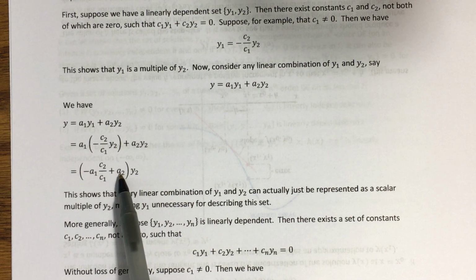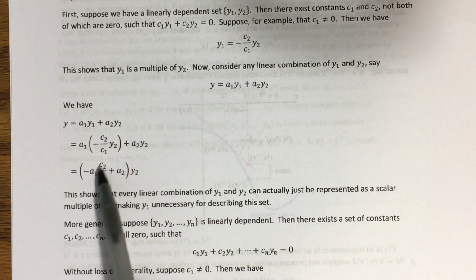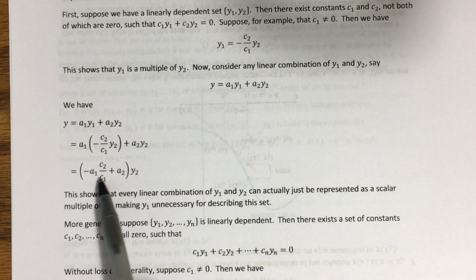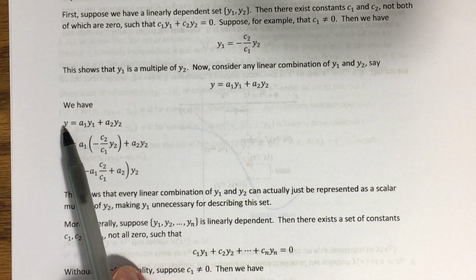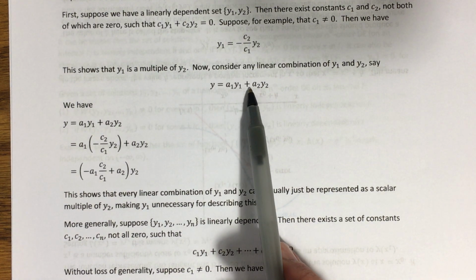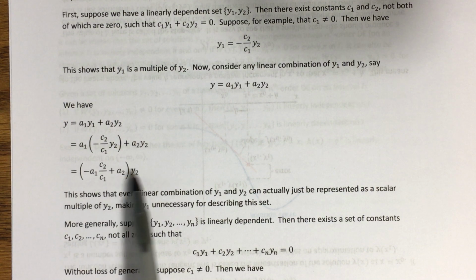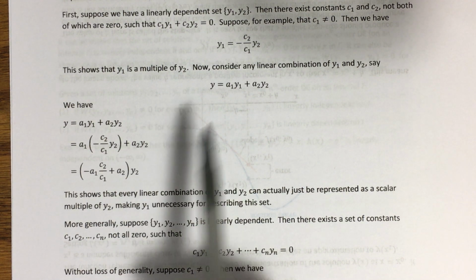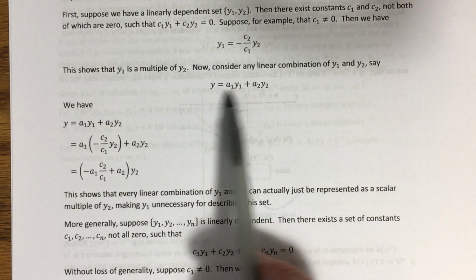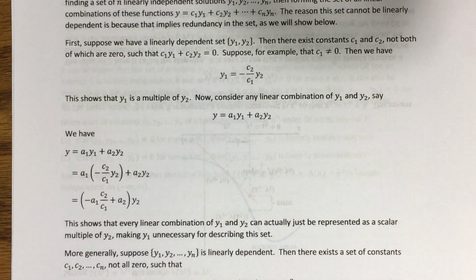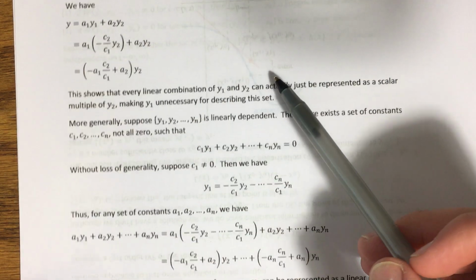Now this might look a little bit complicated, but remember all of this stuff in here, these are just constants. So this entire expression in parentheses here is just some constant. And that shows me that this general linear combination of the functions y1 and y2 is actually the same thing as just a multiple of y2, which means I don't need that first function y1 to describe the set that I'm trying to describe. I can throw it out and still have the same set of linear combinations that I would have had otherwise.